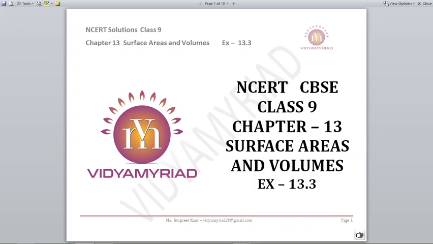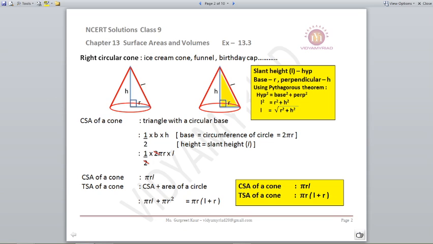This video is made for class 9 on chapter number 13, surface areas and volumes, and today we are going to do exercise 13.3 of NCERT. Now this exercise is based on cone, so let us first understand about cone.